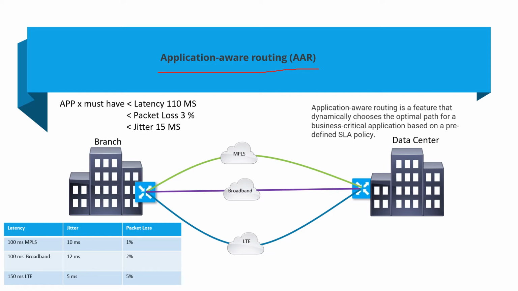So let's assume I have a branch office and this is my data center and I have multiple links. This is my MPLS link, this is my broadband link, and I might have LTE or 4G connections. From branch to data center, I might be running multiple applications. I might be running voice over IP. I might be running some sort of FTP, and there can be data replication as well.